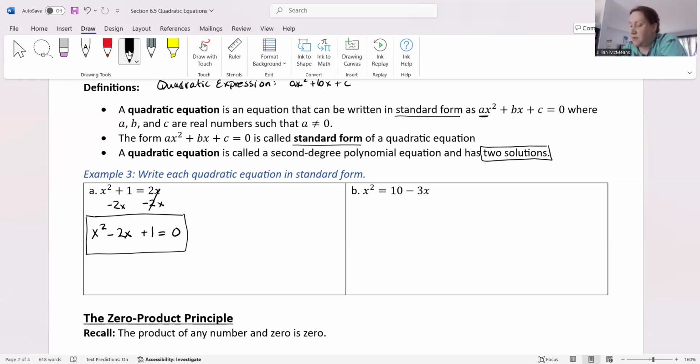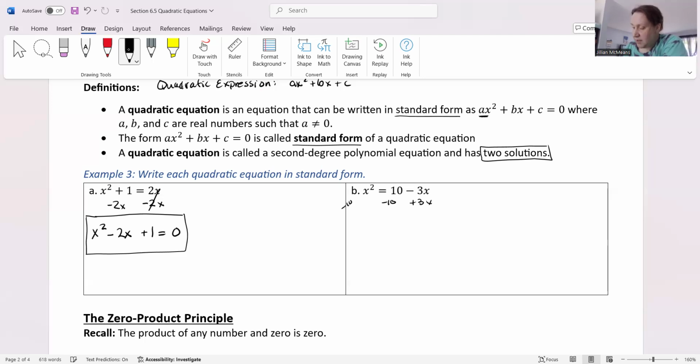Now for part B, we have x squared equals 10 minus 3x. Resist the urge to subtract x squared from both sides to get your 0. That would not necessarily be incorrect, but for us, with the skills that we have and the tools that we have in our belt to solve this, we need to make sure that we keep the squared term positive. It's just going to make life so much easier for us, okay? So even though it's going to require a tiny bit more extra work, let's move the 10 and the 3x to the left.